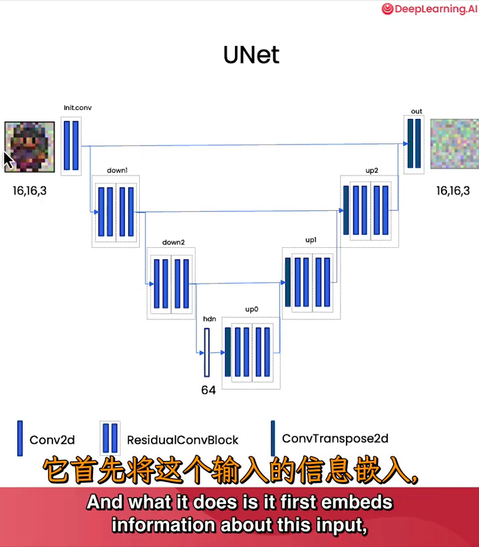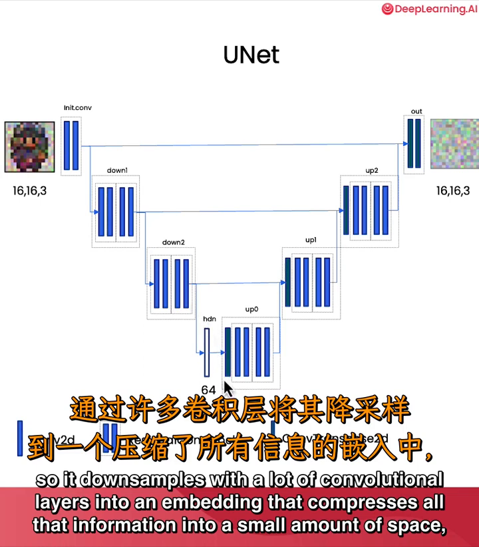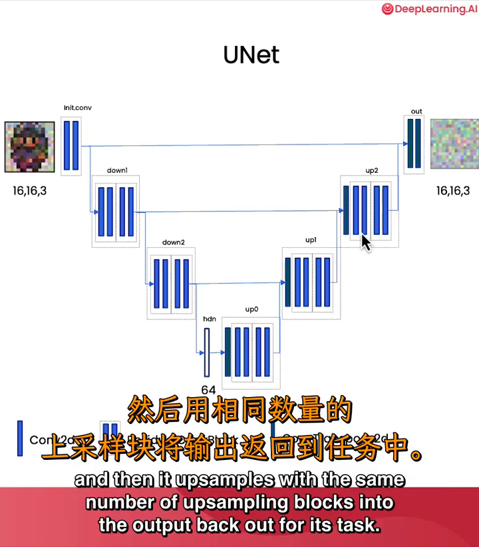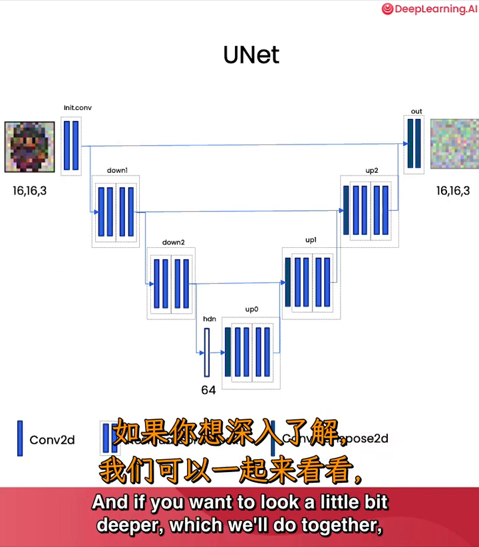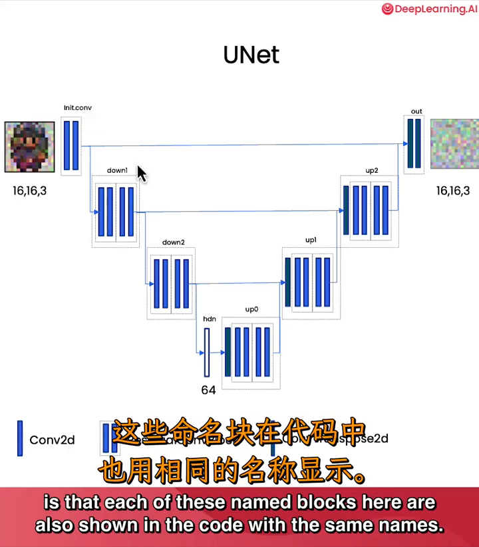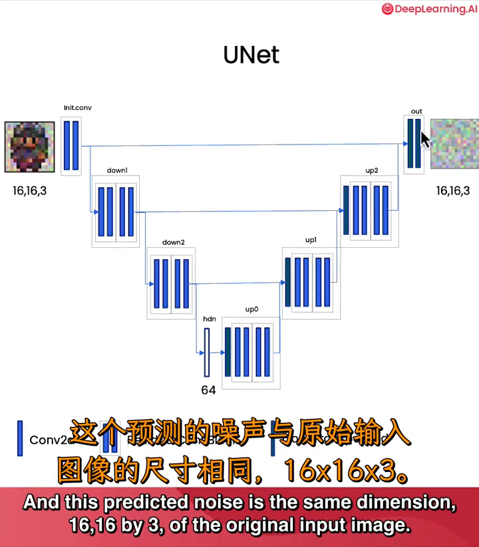But what's special about UNets is just that its input and outputs are the same size. And what it does is it first embeds information about this input, so it downsamples with a lot of convolutional layers into an embedding that compresses all that information into a small amount of space, and then it upsamples with the same number of upsampling blocks into the output back out for its task. And in this case, that task is to predict the noise that was applied to this image. And if you want to look a little bit deeper, which we'll do together, each of these named blocks here are also shown in the code with the same names. And this predicted noise is the same dimension, 16 by 16 by 3, of the original input image.